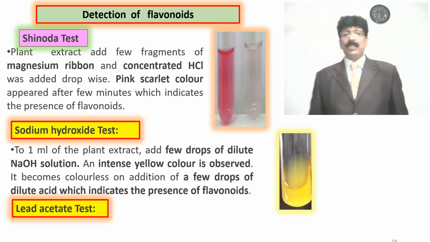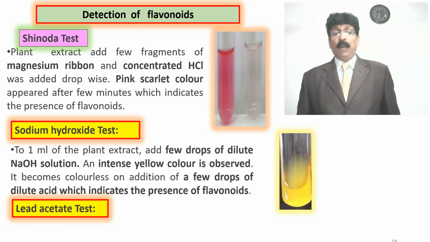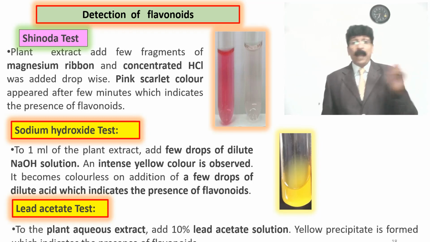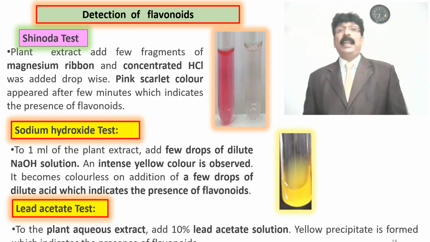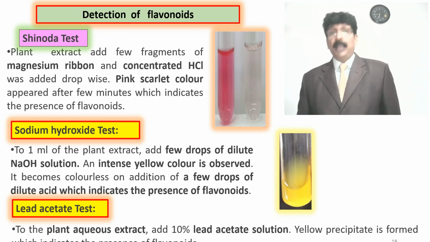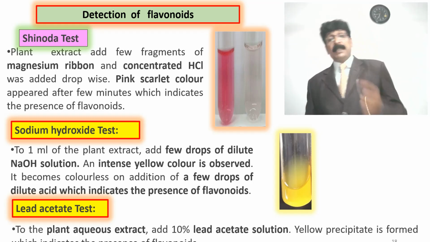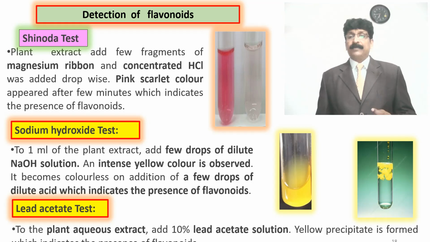presence of flavonoids. Now the lead acetate test: to the plant aqueous extract add 10% lead acetate solution. A yellow precipitate is formed, which indicates the presence of flavonoids, as shown in the picture.